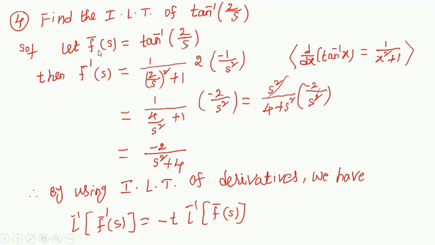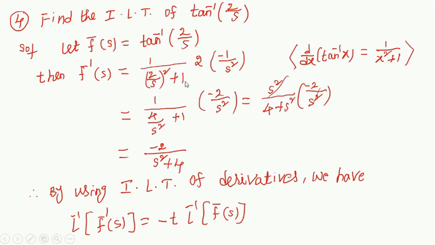Differentiating f bar of s with respect to s, f dash of s is equal to, what is the derivative of tan inverse x? The derivative of tan inverse x is 1 by x square plus 1. Here what is there in the place of x? 2 by s is there. So by using this formula, the derivative of tan inverse of 2 by s is 1 by (2 by s) whole square plus 1, into, we have to differentiate the inside value with respect to s because it is not only s. So 2 by s form is there. Here 2 is a constant. The derivative of 1 by s is minus 1 by s square.